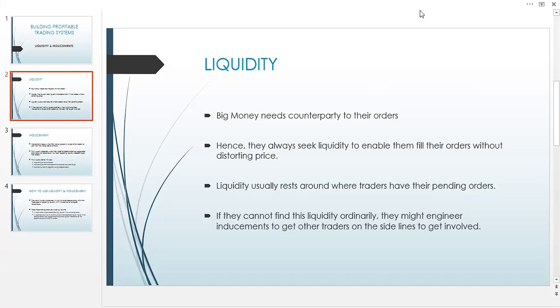The whole concept of liquidity comes about because big money needs a counterparty to their orders. So imagine someone wants to come into the marketplace and sell 50 million worth of Euro USD. They want to convert 50 million from euros to USD. It means that we also need to find someone who is willing to buy Euro USD.